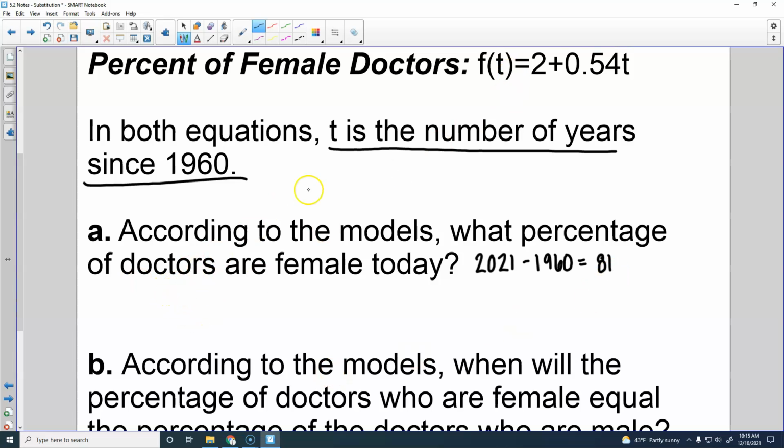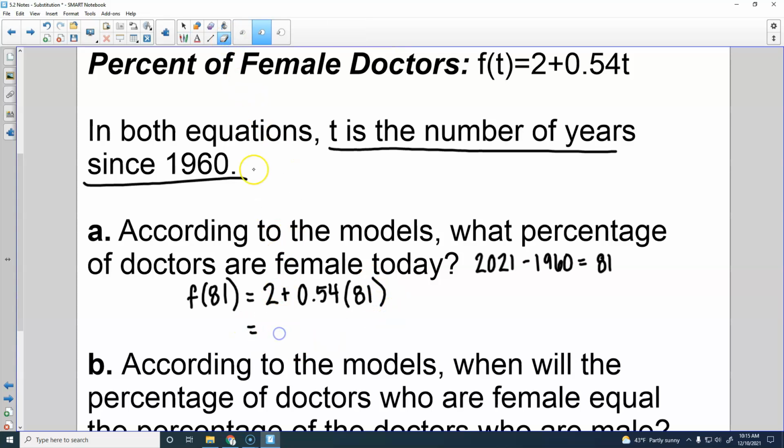So if we plug in 81 into this equation, 2 plus 0.54 times 81, and what are you getting? 45 point what? 74%. So this equation would estimate that 45.74% of doctors are female today.